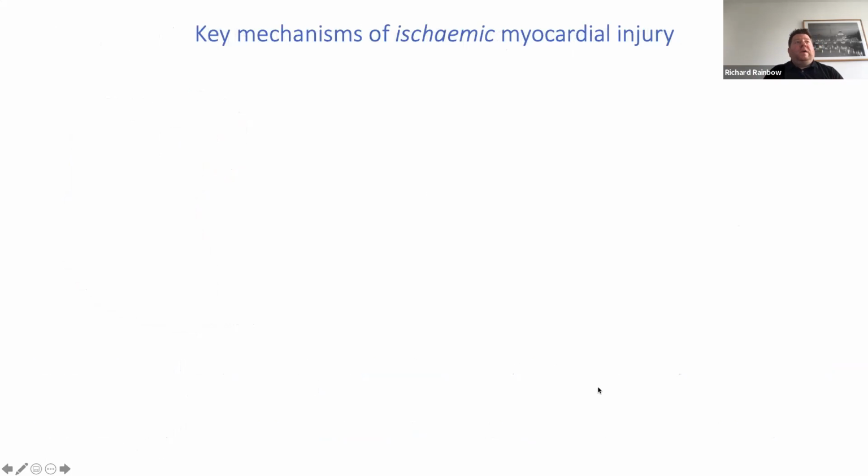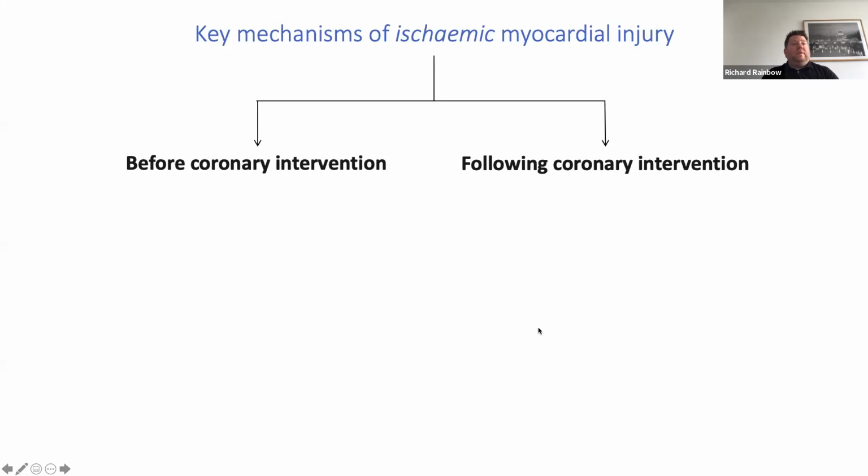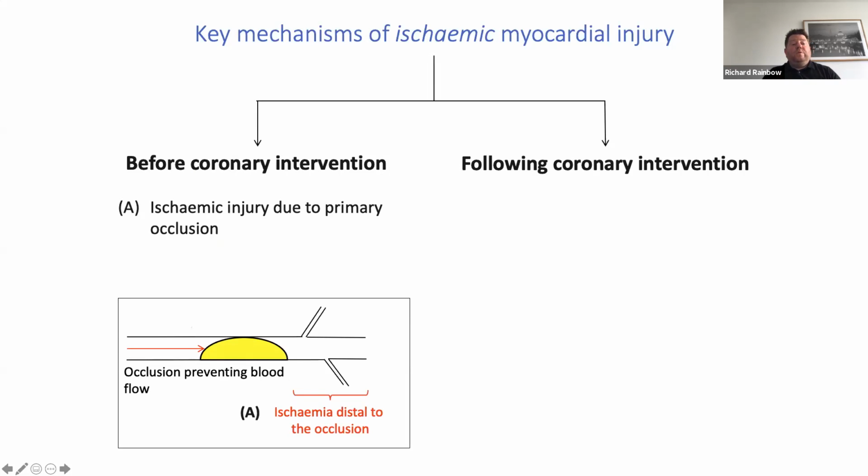So the key mechanisms really of ischemic injury are before you have a coronary intervention and following coronary intervention again. So during your ischemia, if this is your blood vessel and this is a clot in the blood vessel, anything that's downstream of that block is going to be ischemic. It's got no blood flow, so that's where that damage can occur.